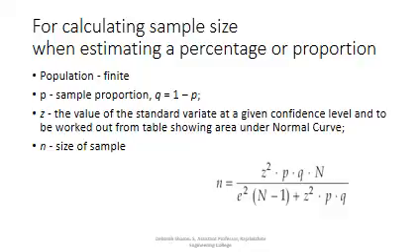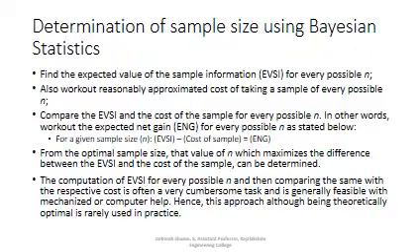Next, we'll see about calculating sample size when estimating a percentage or proportion when the population is finite. Okay, here small n, that is sample size, equal to z square into p into q into population size divided by error square into population size minus 1 plus z square into p into q. This is how you calculate for population that is finite.